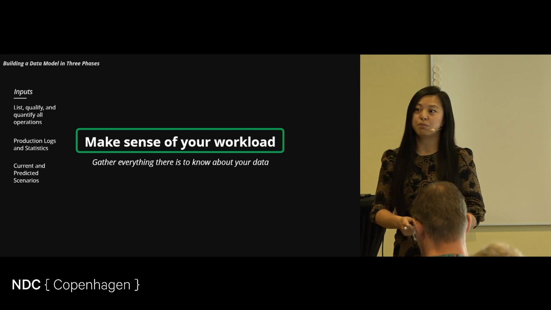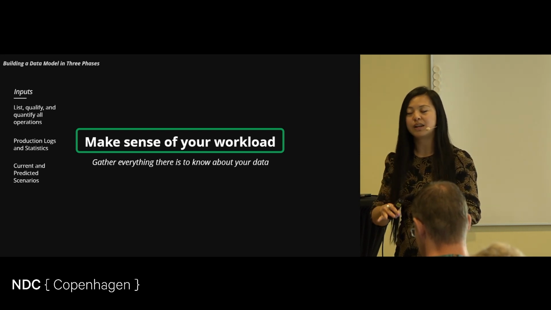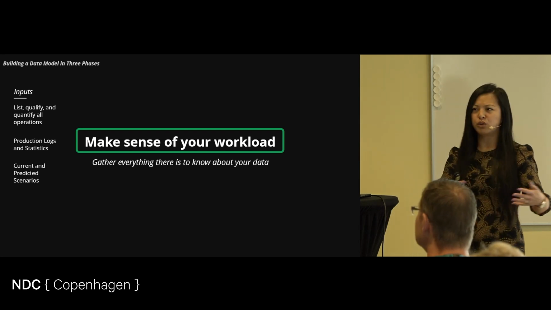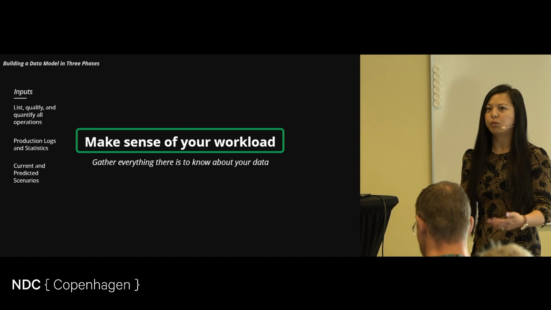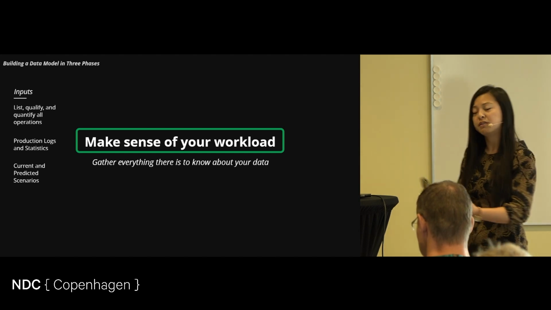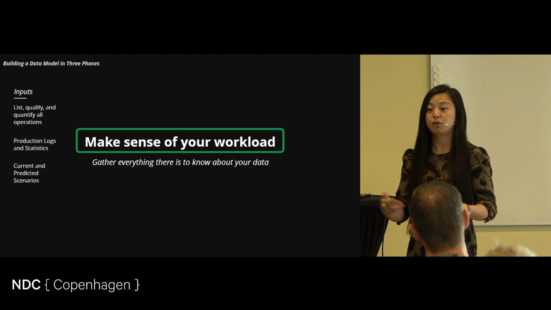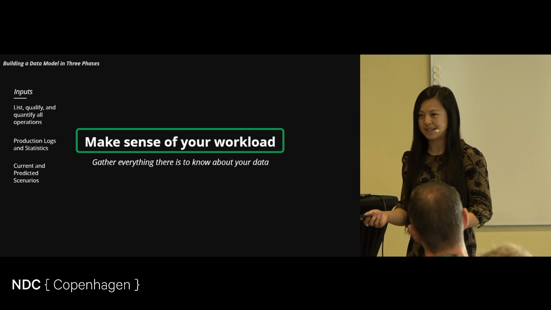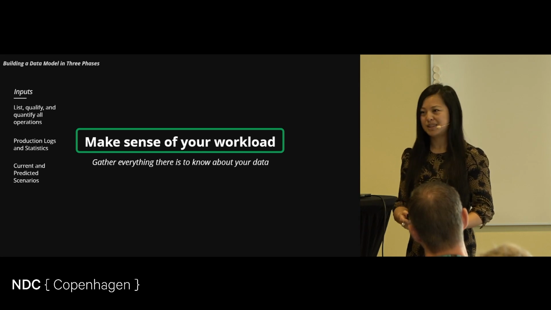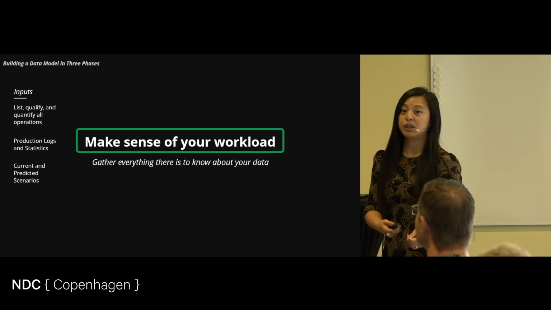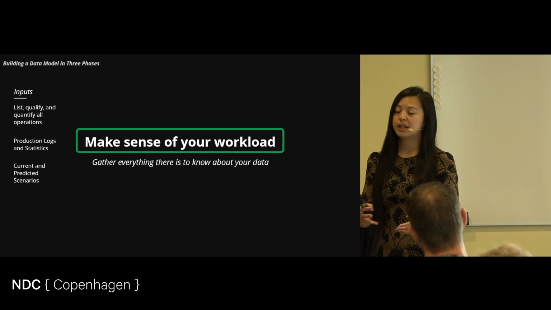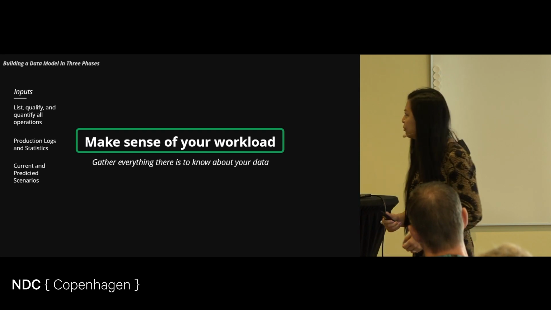Next, current and predicted scenarios. Hand in hand with those production logs and statistics, you ask yourself, what is our normal traffic like? What is our normal expected workload? And then you have some predicted scenarios where, let's say, a typical example is an e-commerce application and you have some sort of big holiday sale with more traffic than you're used to. Those are predicted scenarios that you can estimate and know that you have to either deploy more resources to help accommodate that, or even scale back once you're done and finished with that.